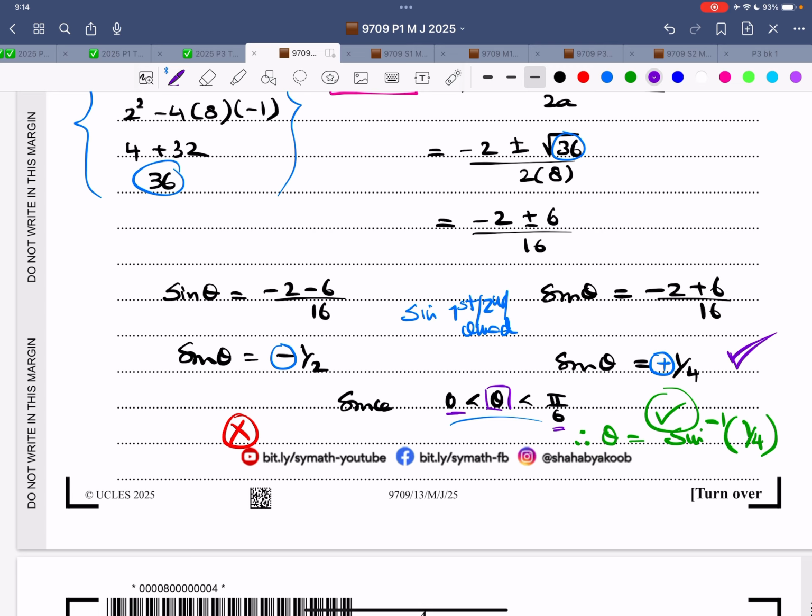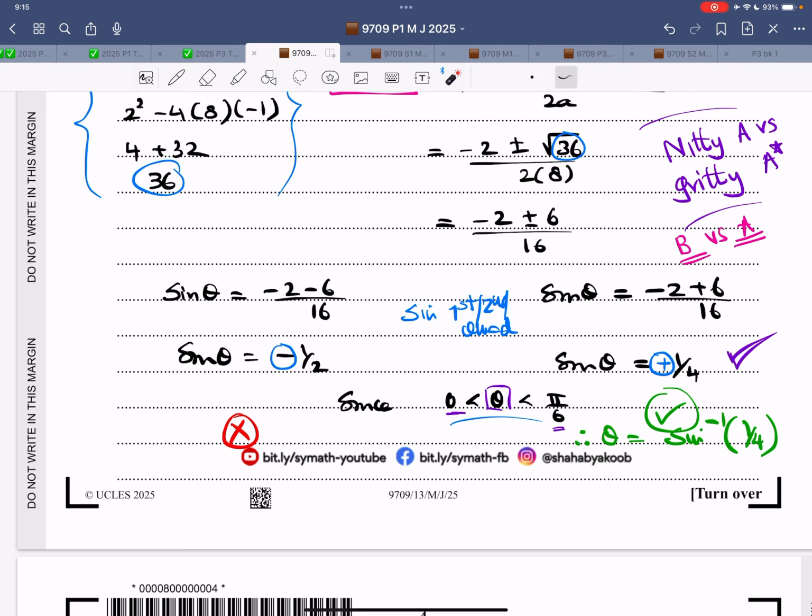So now these are the nitty gritty details that the examiner takes care of. And that's what distinguishes between an A versus an A star, or maybe for that matter, between a B versus an A. So these kind of things you have to look for. What if someone chooses this thing or chooses both? Then they would be losing marks on this.